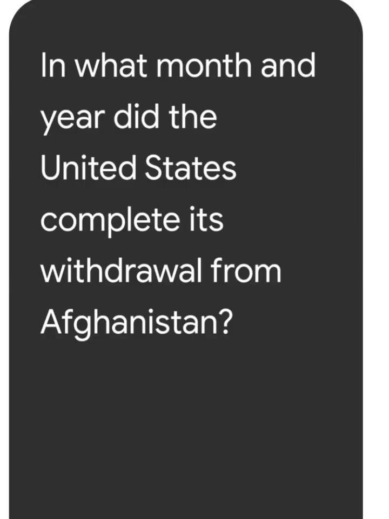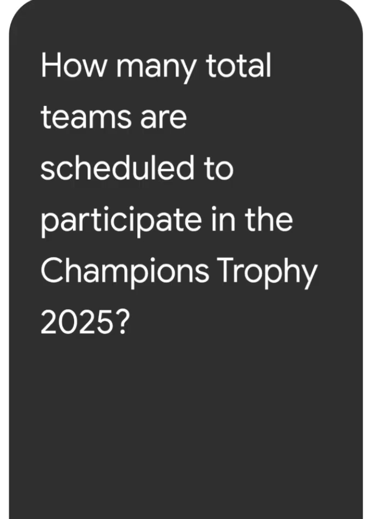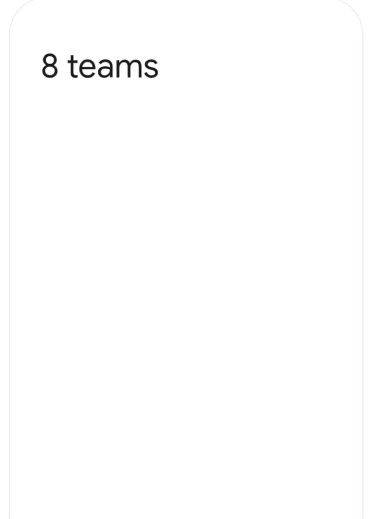Egypt. Next question, in what month and year did the United States complete its withdrawal from Afghanistan? Its answer is August 2021. Next question, how many total teams are scheduled to participate in the Champions Trophy 2025? 8 teams.